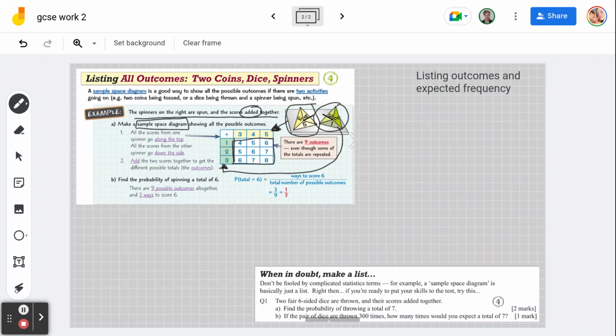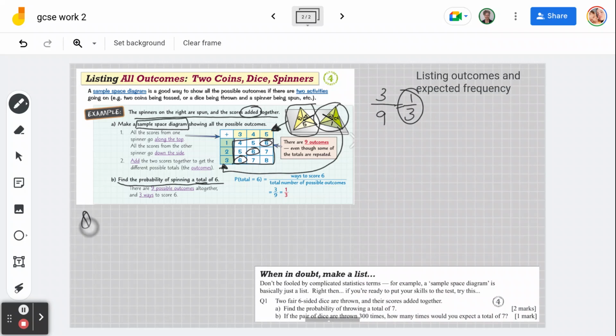Here it says make a sample space diagram, which we've done. Find the probability of spinning a total, meaning the total number, of 6. So here we can see right away, we have a 6, a 6, and a 6. Just like any other fraction, how many outcomes are there total? There are 9 outcomes total, 3 chances of spinning a 6. We reduce that to 1/3. Piece of cake.